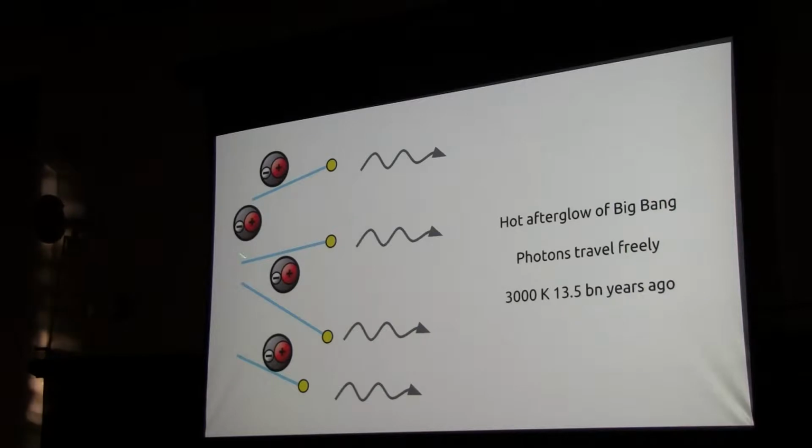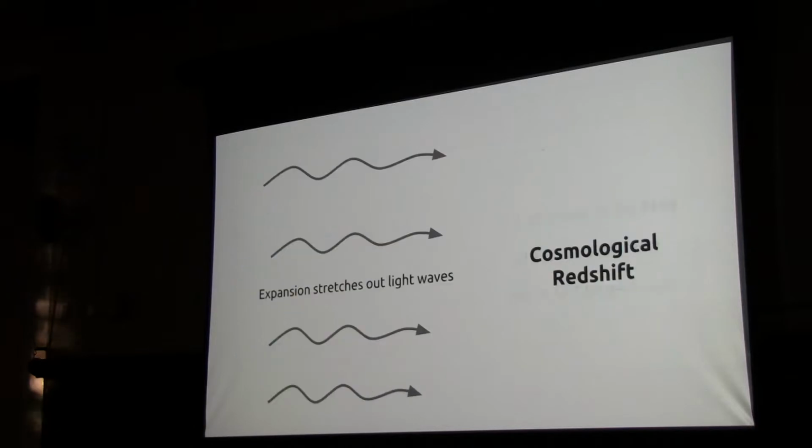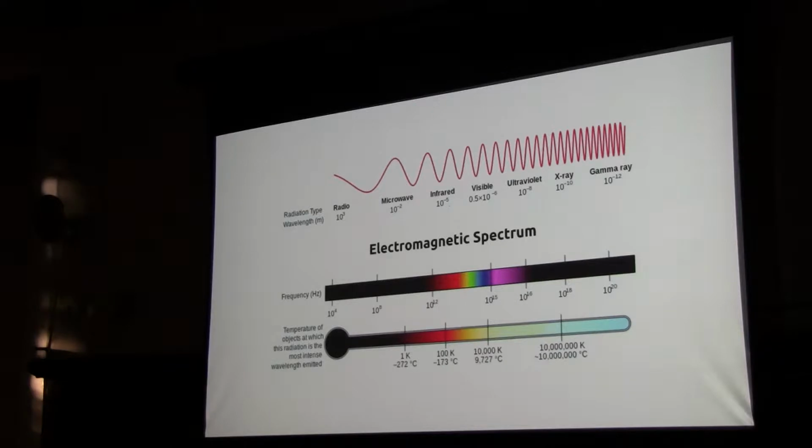So at this epoch, the universe is very hot and dense, you have this light emitted, and that light freely travels without interfering with anything later in the universe. And then eventually it gets stretched out and stretched out because of the expansion. And this is what we call cosmological redshift. So that's the stretching out of the light. And then we end up measuring that eventually.